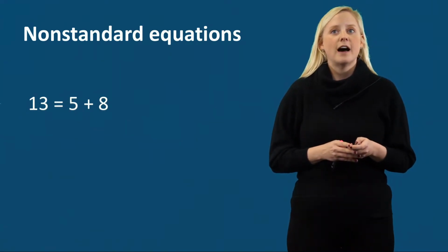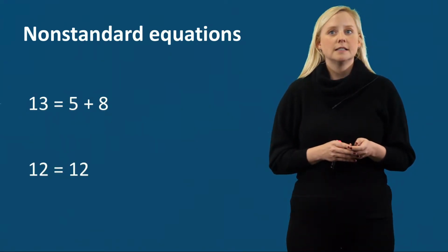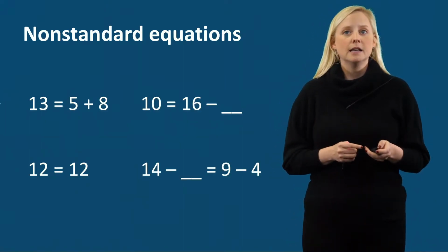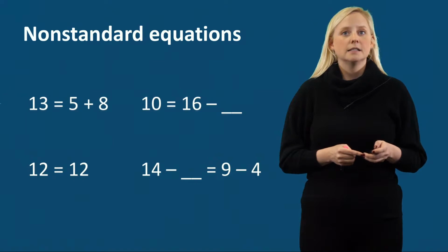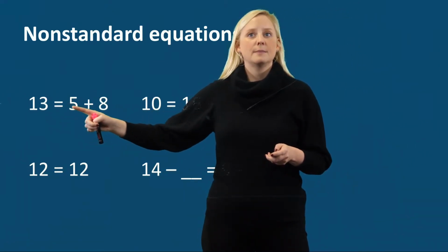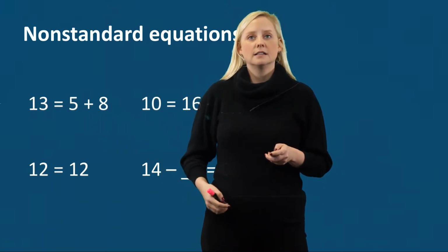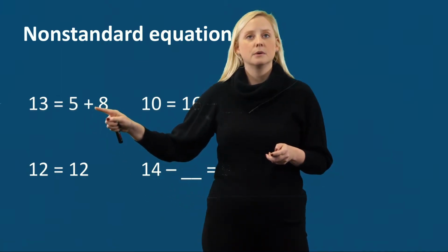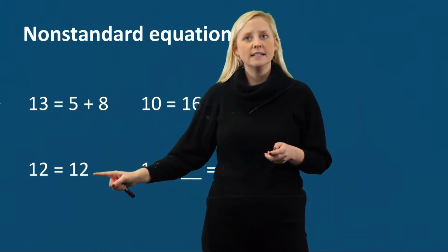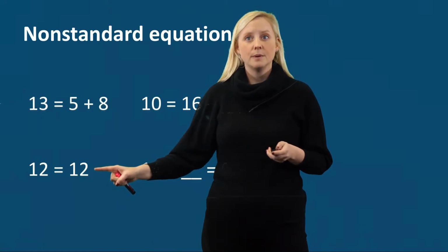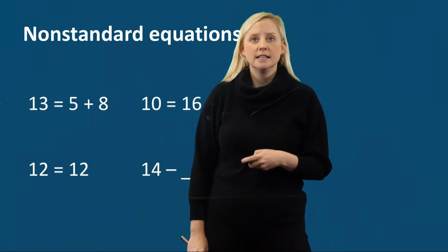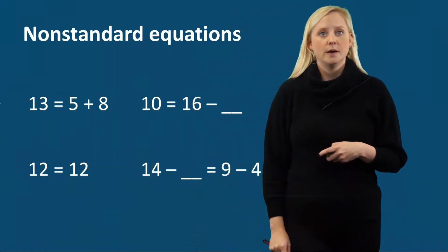13 is the same as 5 plus 8. 12 is the same as 12. 10 is the same as 16 minus blank. And 14 minus blank is the same as 9 minus 4. In this first example, 13 is the same as 5 plus 8. This is a non-standard equation because the operator symbol, the plus sign, falls on the right side of the equal sign. Our second example here, we don't have an operator symbol. 12 is the same as 12 is an identity statement, and identity statements are examples of non-standard equations.